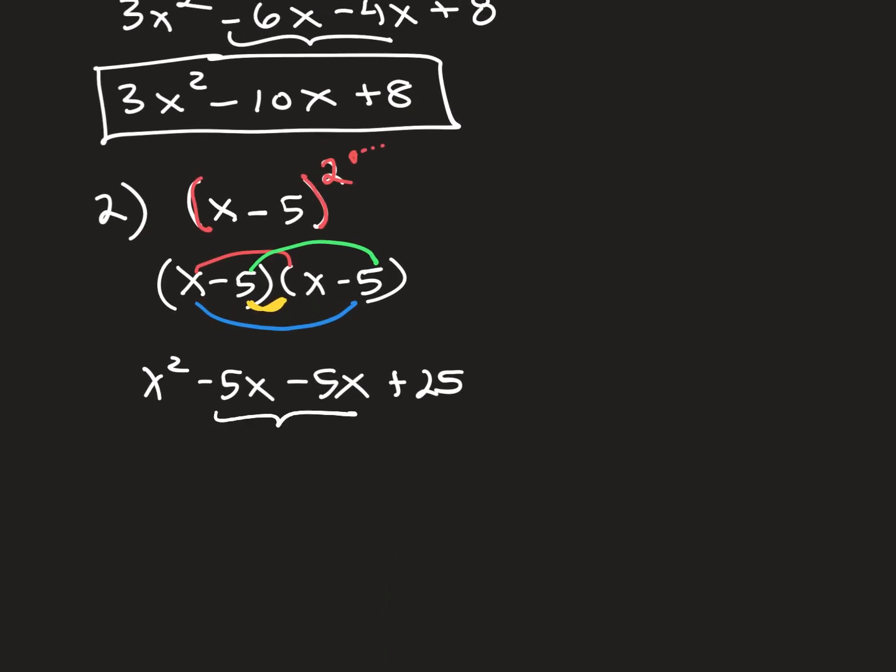When we combine like terms, so remember this is our first, our outside, our inside, and our last, we get x squared minus 10x plus 25 when we FOIL. Let's look at the next one.